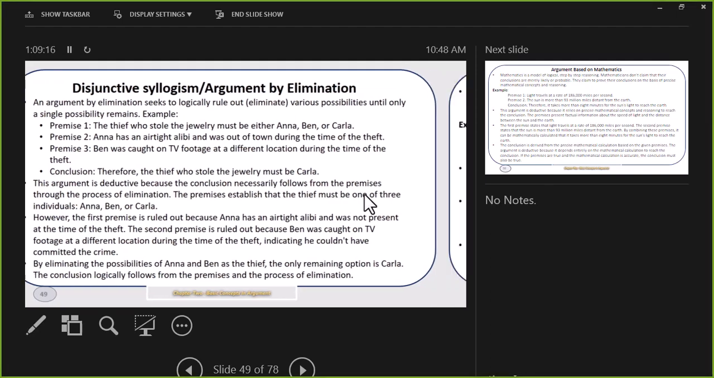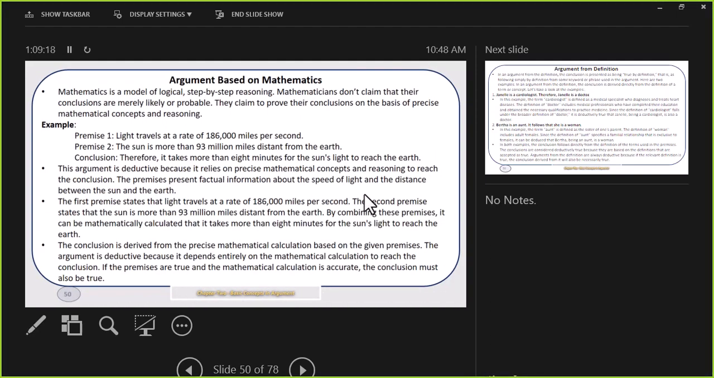Arguments based on mathematics are always deductive arguments. Light travels at the rate of 186,000 miles per second. The sun is more than 93 million miles distant from the Earth. Therefore, it takes more than 8 minutes for the sun's light to reach the Earth. It's pure algebraic calculation. Pure algebraic calculations are always deductive arguments. We cannot question the possibility of the occurrence or the truth of the conclusion if the premises are assumed to be true. Algebraic calculations, geometric computations, and arithmetic calculations are always deductive arguments.